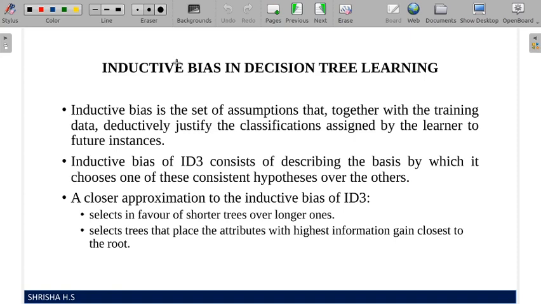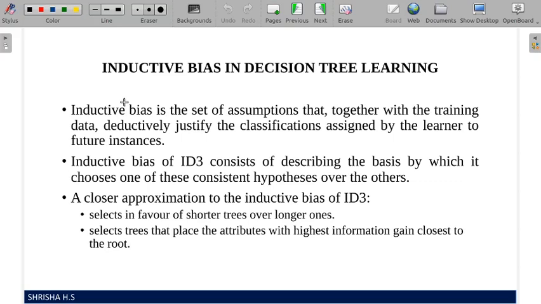The further part of this point tells that inductive bias is a set of hypotheses. You have to write assumption, but the meaning I am saying. Inductive bias is a set of hypotheses that together with the training data deductively justify the classification, which means correctly classifies, consistent with the data set. That's about the first point.